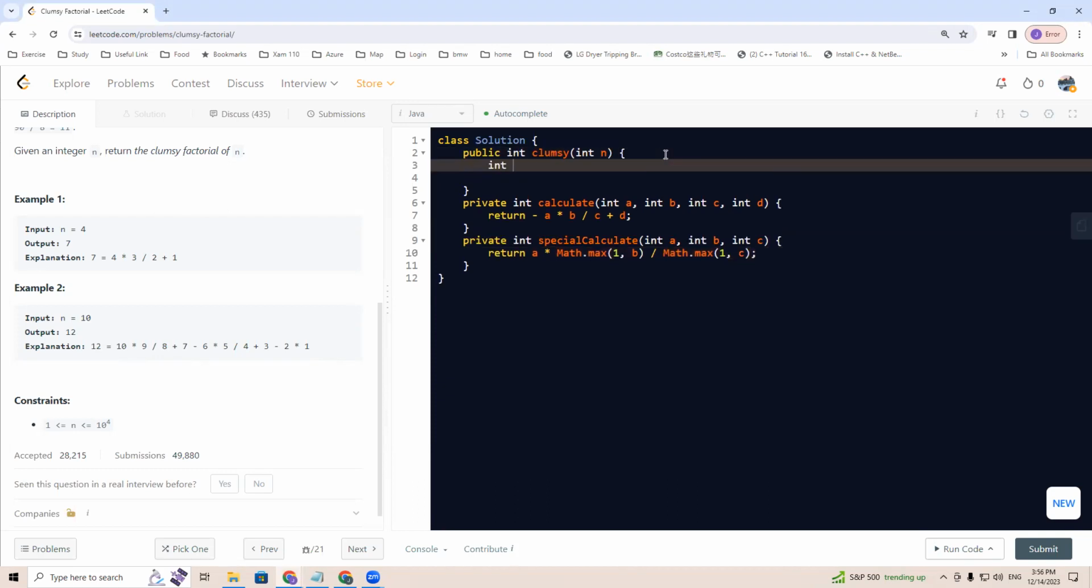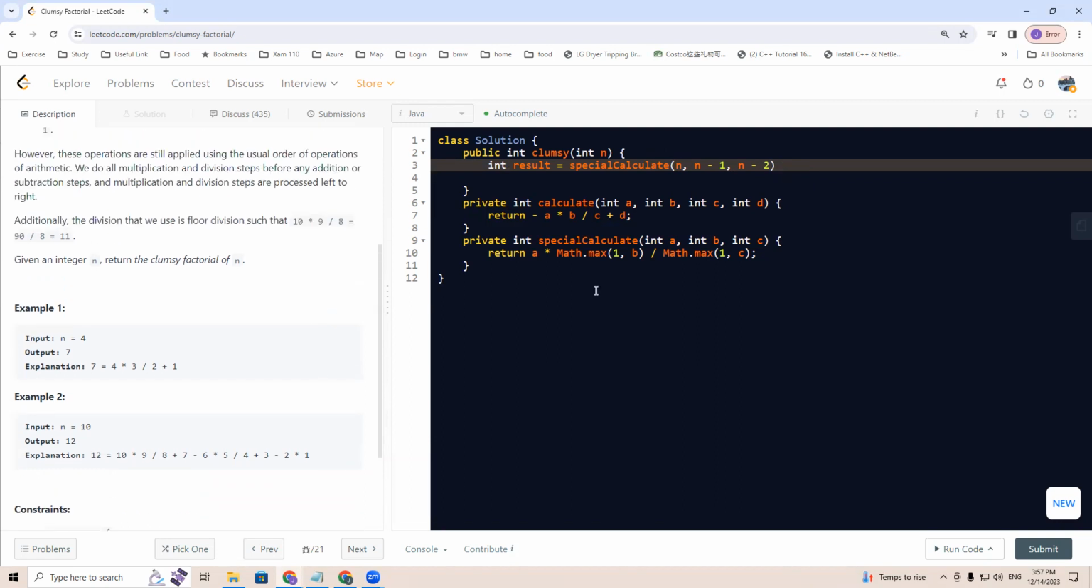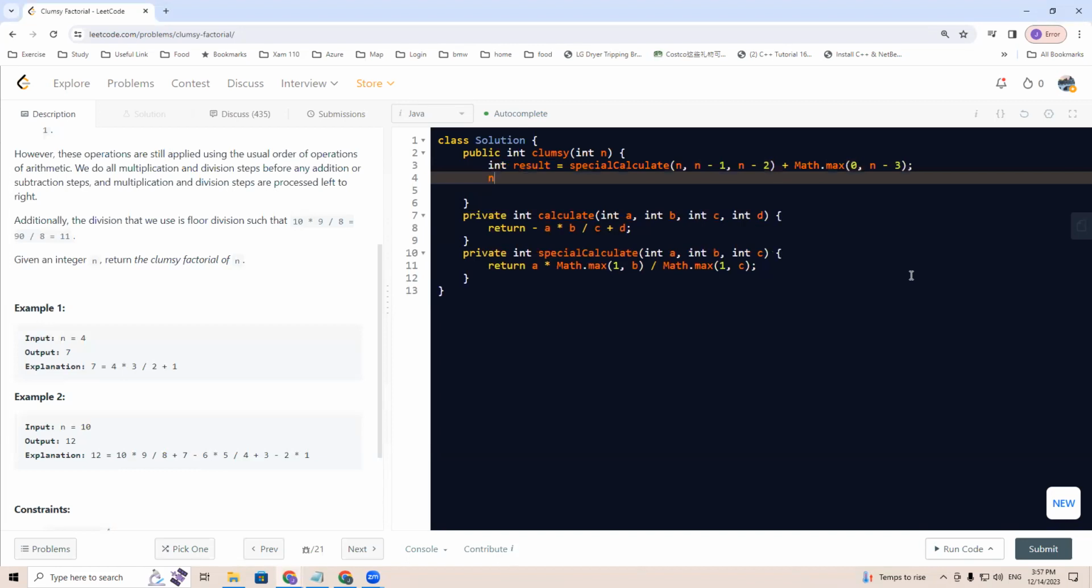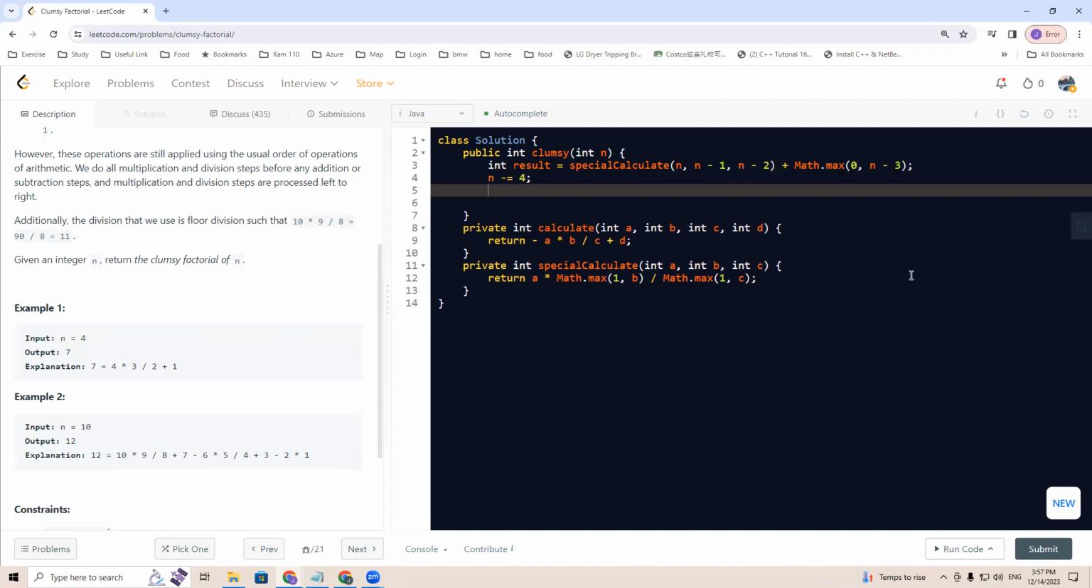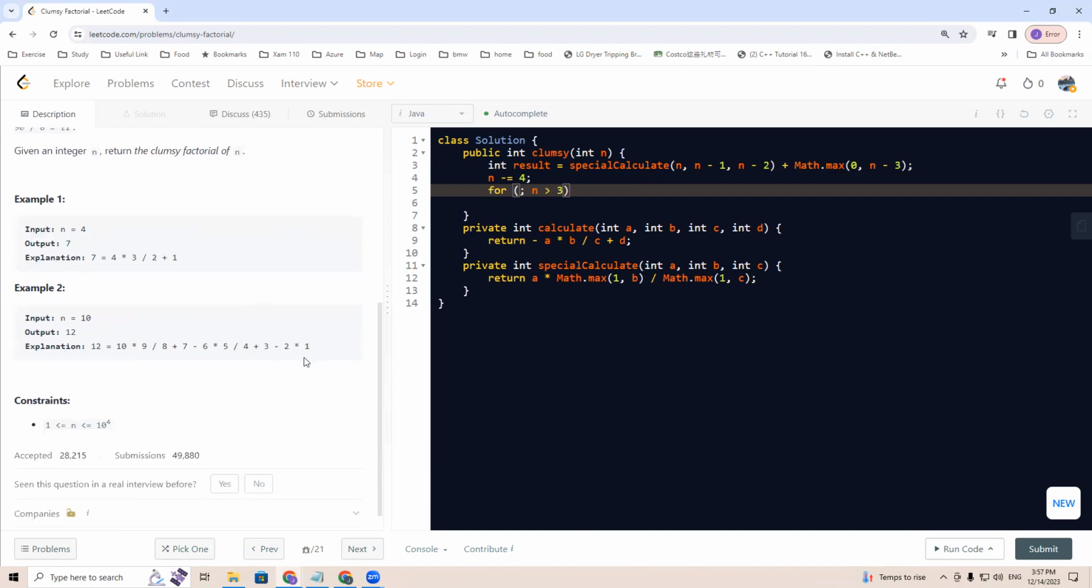So let's do int result equals special calculate of n, n minus 1, n minus 2, and plus n minus 3. N minus 3 is possibly already negative, so we have Math.max(0, n minus 3). Then n minus equal to 4, so every 4 digits we do the calculations. So let's write a loop with n greater than 3, because for the last several numbers we also need special handling, with n minus equal to 4.